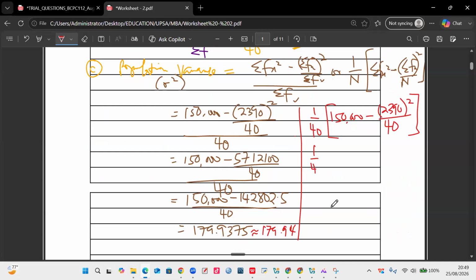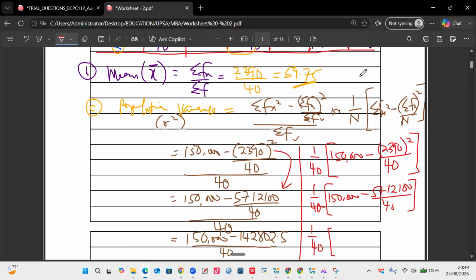Yes, sir. So I'm repeating: 1 over 40, 150,000 minus, now, just as we change the 2390 squared to 5712, I also write here 5712 divided by 40. I'm not getting it, please. I'm following the formula here. I'm following the second formula, this formula. Look at the red arrow.